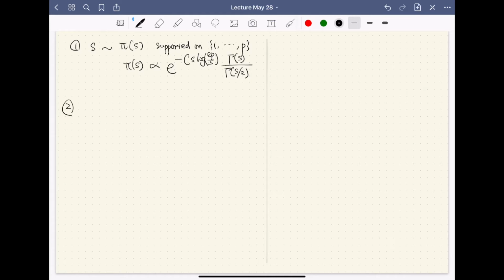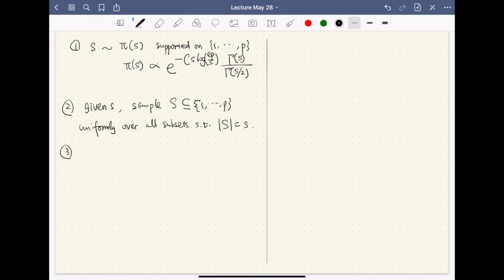Now the second step: given s, I already have the sparsity. I'm going to sample the support of the regression coefficient. Sample S to be a subset of 1 to p, uniformly over all subsets such that the cardinality is s.